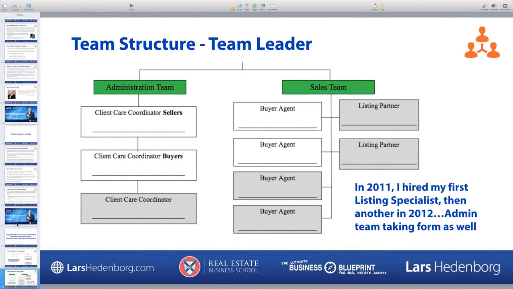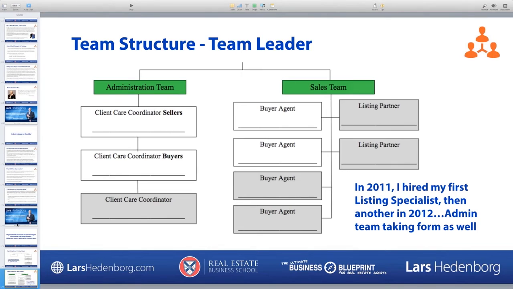So we had Tia working on buyer closings, and I had a different person who was no longer with us working on seller management. So I had a couple people that I managed there. We called her client care coordinator at the time. She's now my admin services manager. And I'll show you my org chart here in a second. But this is basically what we ran. 2011 was when I hired my first listing specialist, and then I hired another listing specialist in 2012. And the admin team was taking on a little bit more form as we went.